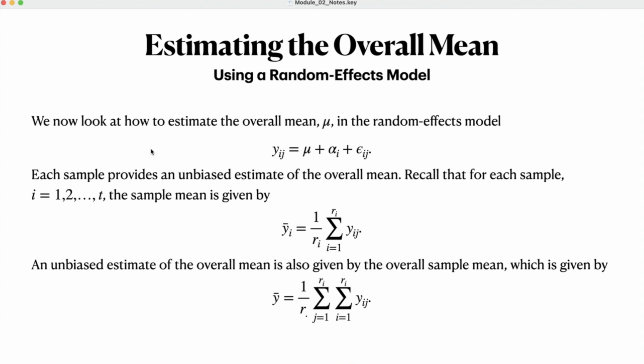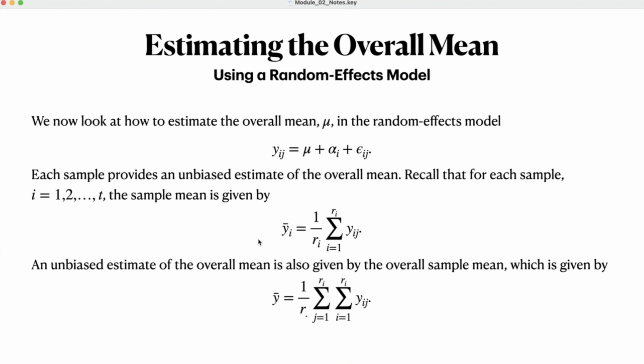Now, each sample provides an unbiased estimate of the overall mean. Recall that for each sample, i going from 1 up to t, the sample mean is denoted by y bar sub i, and it's given by the average of the values in that sample.